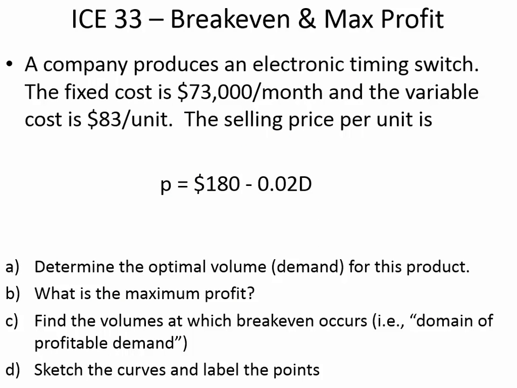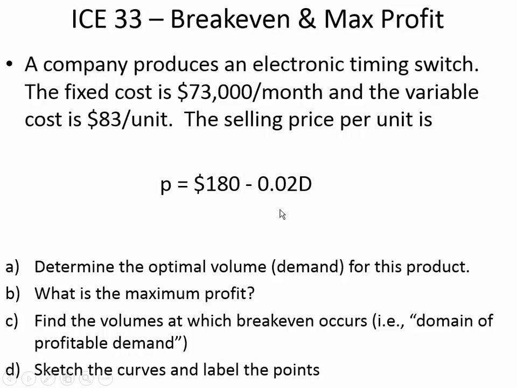I've described a company that is producing an electronic timing switch. We have fixed costs of $73,000 per month, including their salaried employees, their rent, the insurance, all those fixed costs. And then the variable cost is $83 per unit. That includes the labor cost per unit, the materials per unit, and so on.